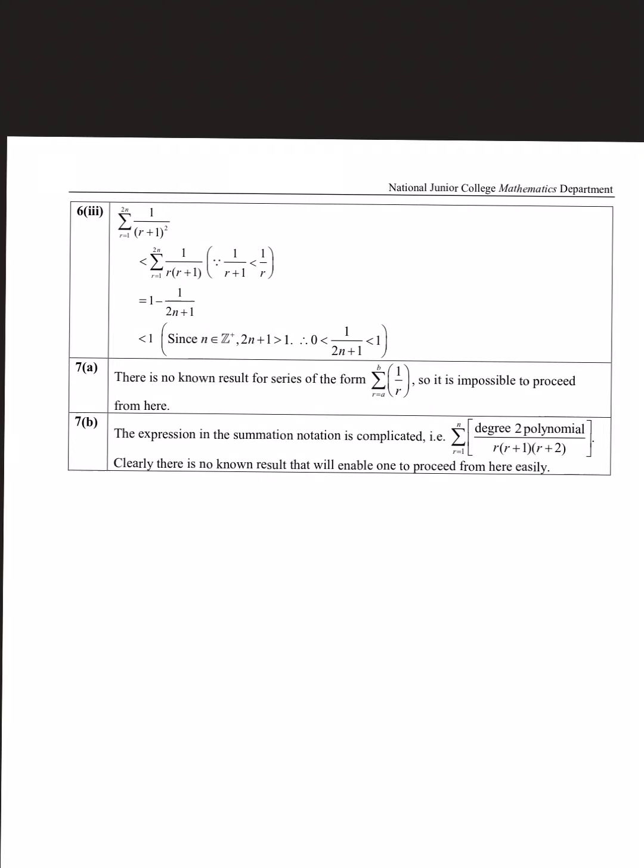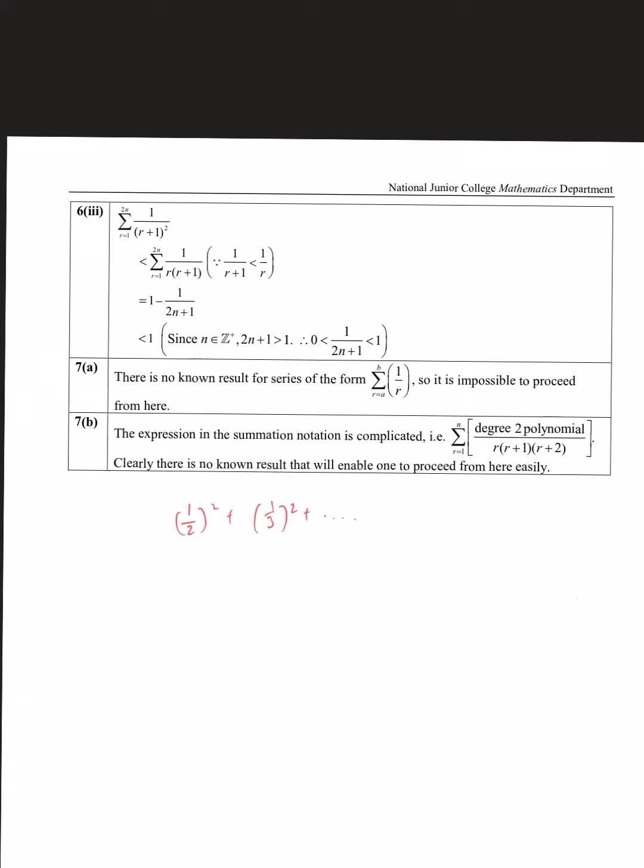Now for question number 6, part 1 and part 2, I leave it to you. Let's look at question number 6, part 3. For question number 6, part 3, we look at the number pattern that is given to us. The pattern that is given to us is 1/2 squared plus 1/3 squared, and so on and so forth.